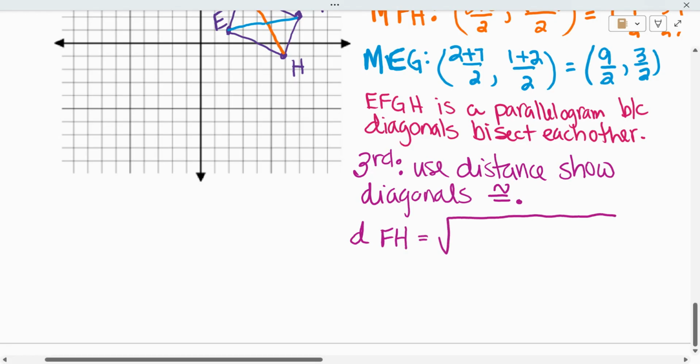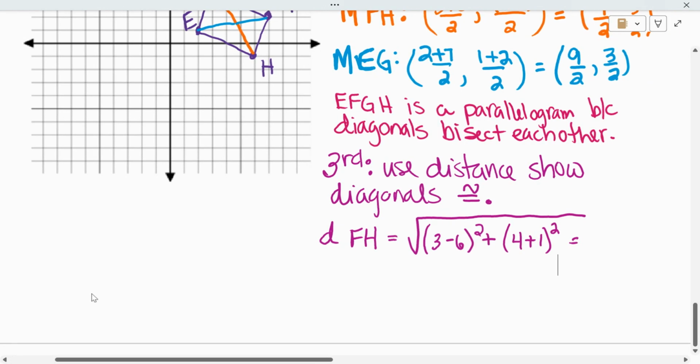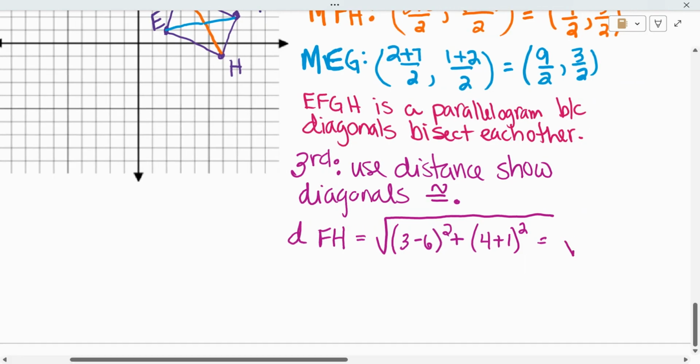Okay, so let's see. I have to turn to mine because I don't remember what the order of pairs are. So let's see. FH, 3 minus 6, the quantity squared, plus the y coordinates. Sorry. 4 minus negative 1, which is the same thing as 4 plus 1 squared. Okay, well, what is 3 minus 6? So I have negative 3 squared plus, what's 4 plus 1? 5 squared.